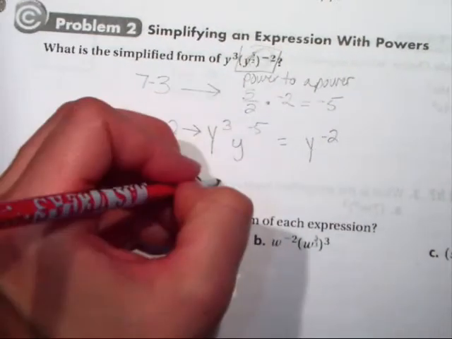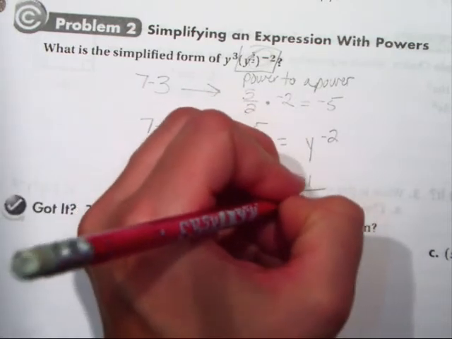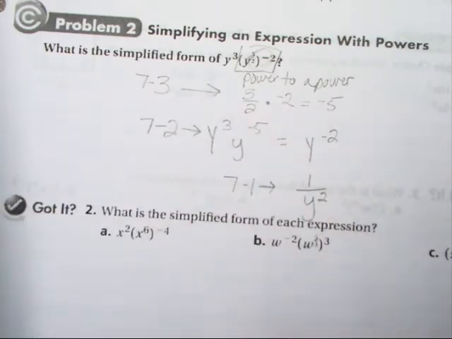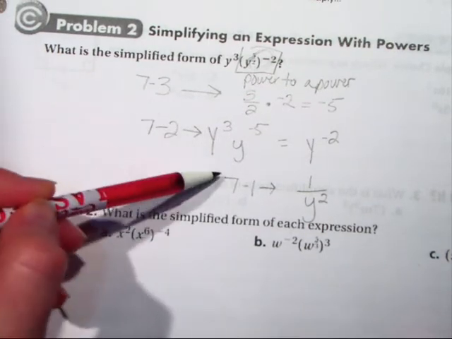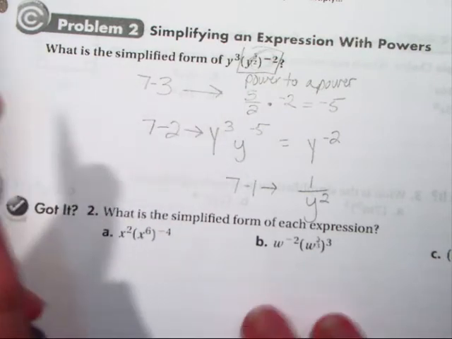Oh, and you're going to love this. Do you remember your rules from 7.1? You're never allowed to have a negative exponent. So that's 1 over y squared. See how you need to really know all of your rules from your different sections and be able to apply them when they come along.